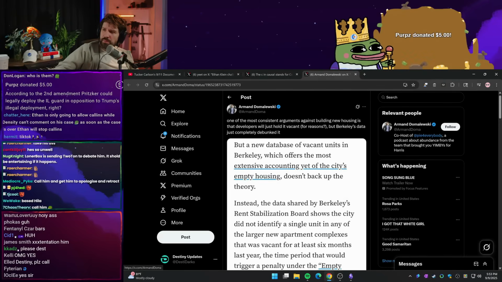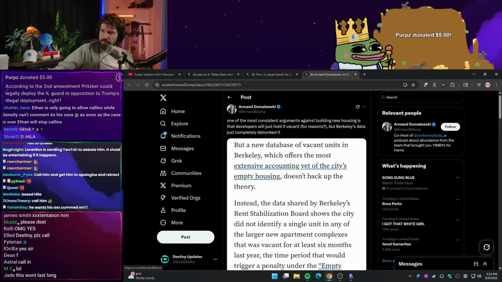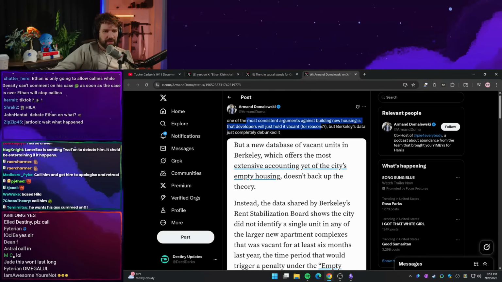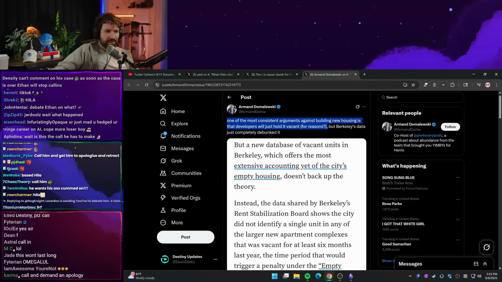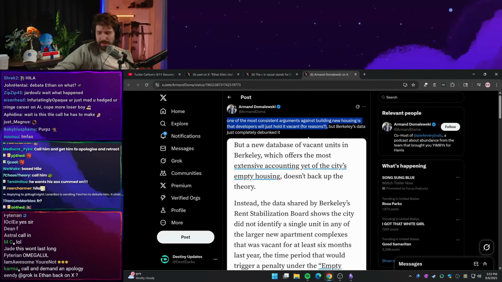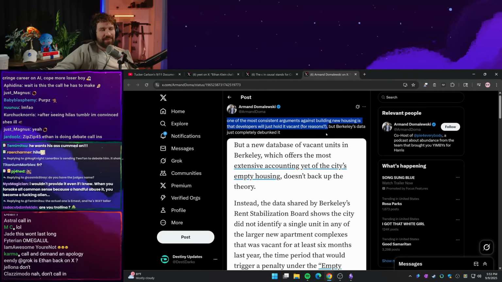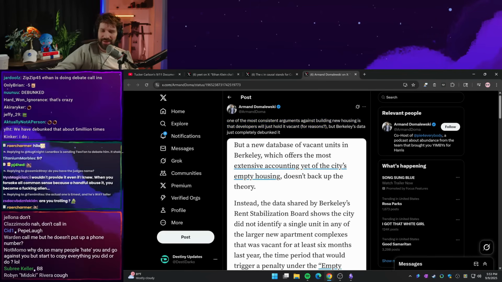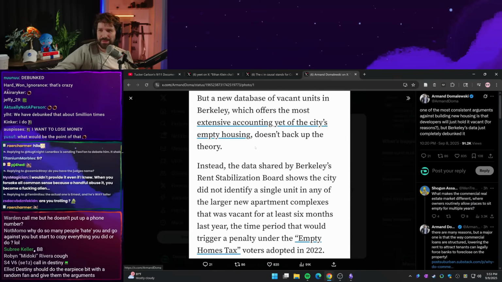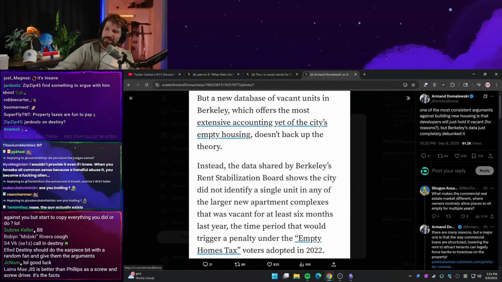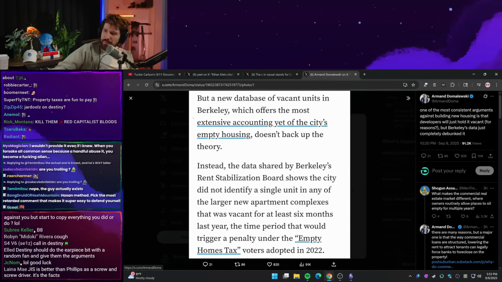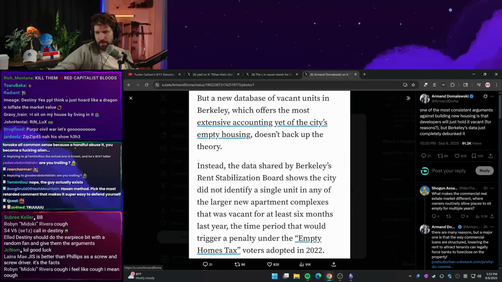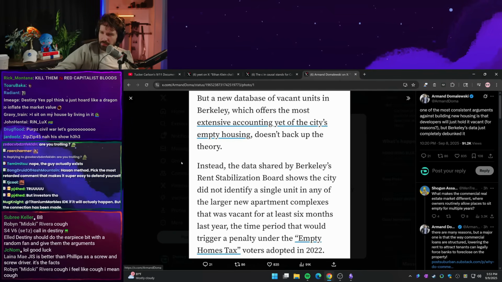One of the most consistent arguments against building new housing is that developers will just hold it vacant, but Berkeley's data has just completely debunked it. Did we ever need more data on that? This is the dumbest argument in the world. Claiming that homeowners buy houses and sit on them and not rent them out is like saying, I'm going to make a ton of money buying taxis and just leaving them in my parking lot. Why would you ever? This is so obviously retarded. But a new database of vacant units in Berkeley, which offers the most extensive accounting data of the city's empty housing, doesn't back up the theory. Instead, the data shared by Berkeley's Rent Stabilization Board shows that the city did not identify a single unit in any of the larger new apartment complexes vacant for at least 6 months last year.